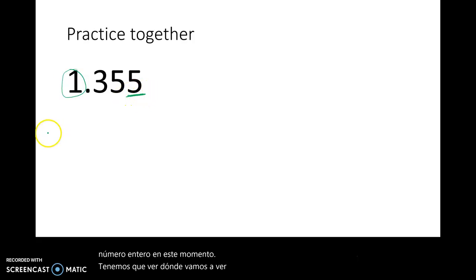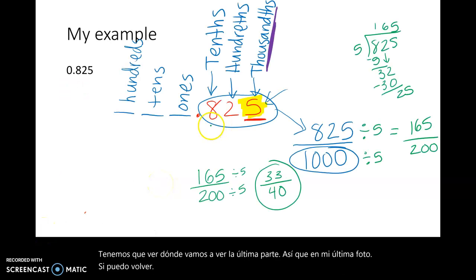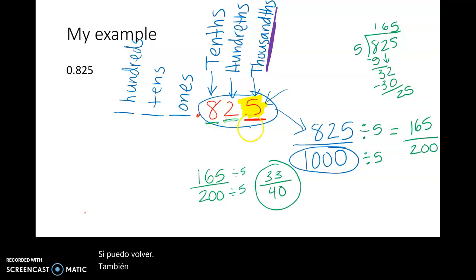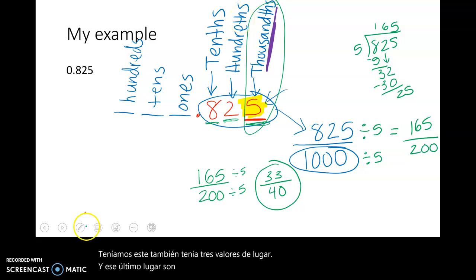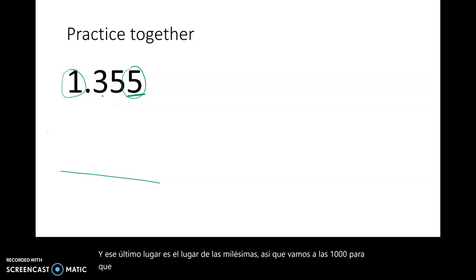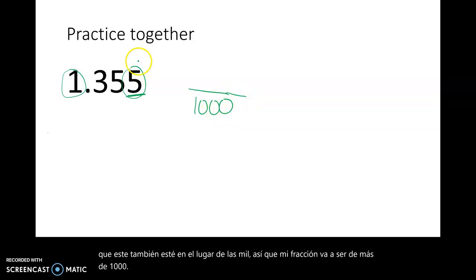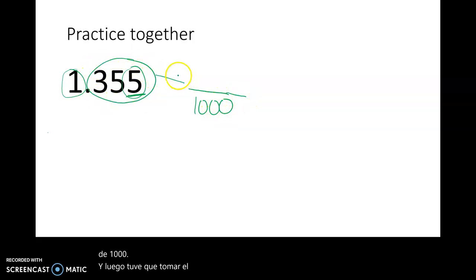So in my last picture, if I can go back, this one also had 3 place values. And that last place is the 1,000th place. So let's go to the 1,000th. So this one is also in the 1,000th place. So my fraction is going to be over 1,000. And then I have to take the rest of that decimal and put it on top.